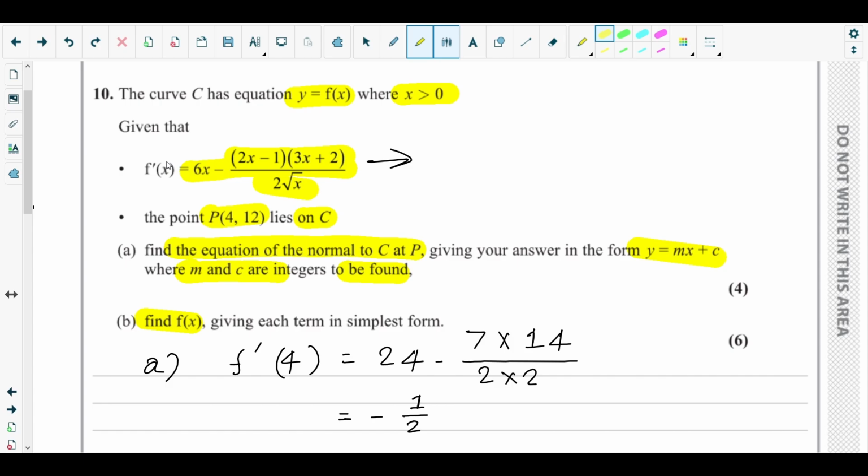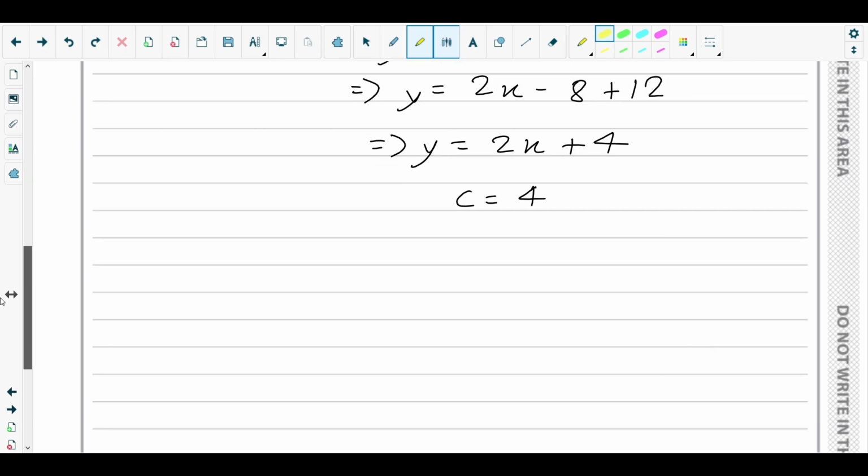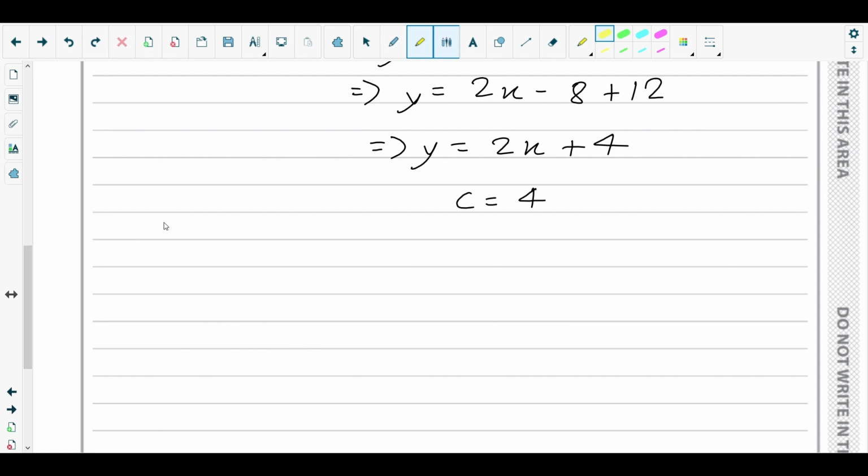That means integration is just the opposite of what? Differentiation. Since by differentiating f of x we got f dash x, if we integrate f dash x we will get f of x. So that means we need to just integrate f dash x. In order to integrate f dash x, at first we need to simplify this equation. So let's simplify f dash x first.